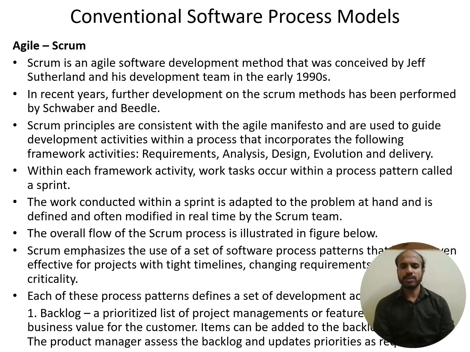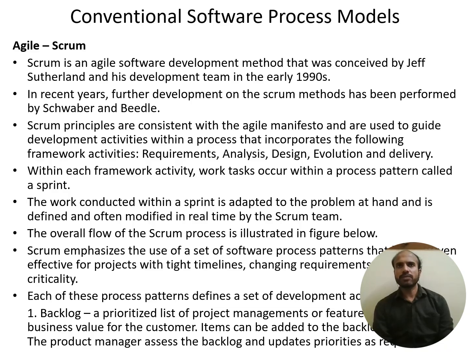So Scrum emphasizes the use of a set of software process patterns that are proven to be effective for projects with tight timelines, changing requirements, and criticality. Each of these process patterns defines a set of development activities, beginning with the backlog. There is a prioritized list of project requirements, featuring business value to the customer. Items can be added to the backlog. The product manager assesses the backlog and updates priorities as required.